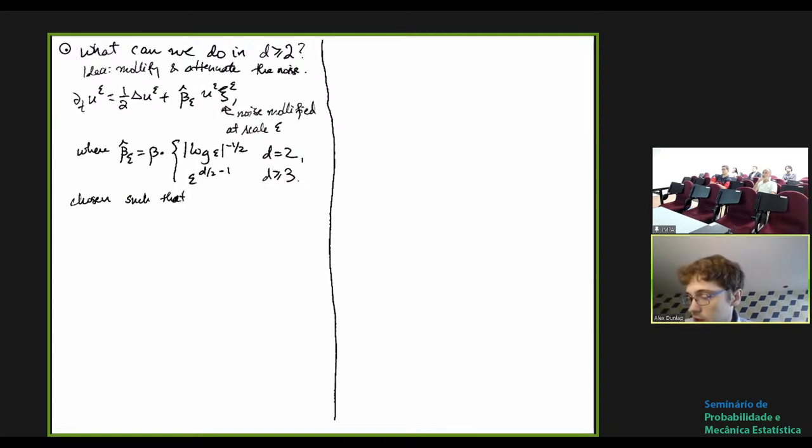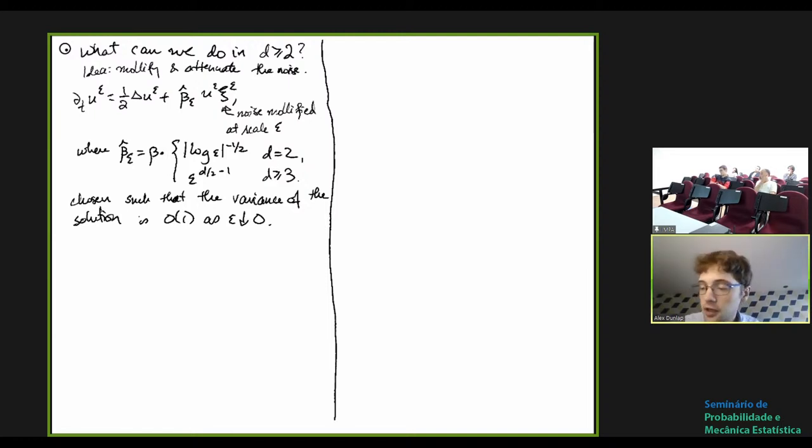And this is chosen such that the variance of the solution is order one as epsilon is taken down to zero. In dimension one, you don't have to put anything here. The variance will be order one as epsilon goes down to zero. But in dimension two, if you want the variance to be order one as the noise becomes totally decorrelated, then you should divide the noise by the square root of log epsilon. And in dimension at least three, you should multiply the noise by this small factor. When dimension is at least three, this exponent is positive and epsilon is small, so you make the noise very weak. But these are the right choices to get an order one variance of the solution as epsilon goes to zero.